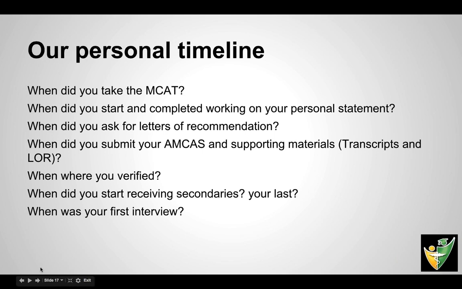I wish I could have started working on my secondaries before. I thought I was going to get a longer time waiting for them to verify my application, but I thought it was really fast actually. And then I started receiving secondaries the day I was verified. So August 18th, I started getting a lot of secondaries, and my last secondary was in late October. And my first interview was early December, and I got my acceptance the first few days of January.